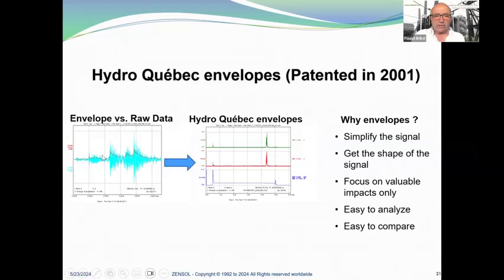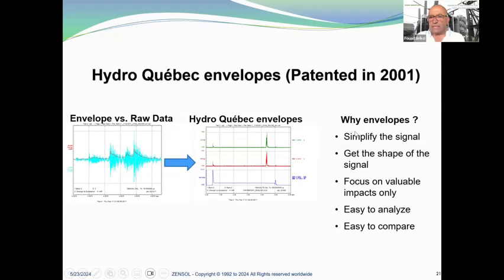So here you see an example of raw data, in light blue, and what we call the envelope, which is calculated and which was patented by Hydro-Quebec in 2001. Here you can see it in red. And from these envelopes, which we call the Hydro-Quebec envelopes, we get a high frequency envelope and a low frequency envelope. And here you can see the envelope of the current.